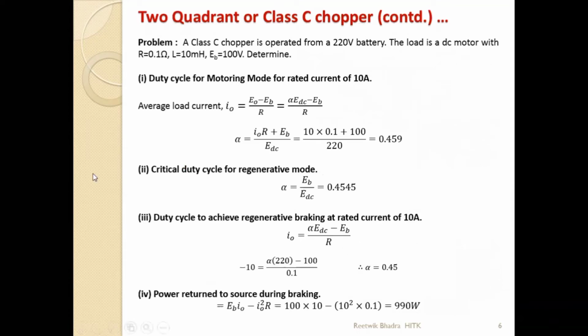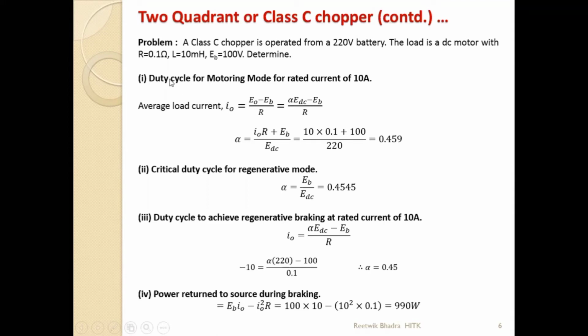There is a small problem, just for understanding. We have taken a class C chopper. The DC voltage source is given 220 volt. The load on the motor is given RLE. So a DC motor which has R as 0.1, L as 10 millihenry, EB as 100 volt.